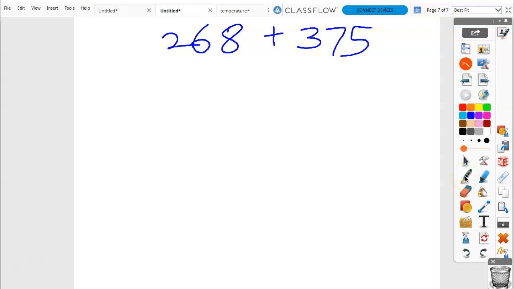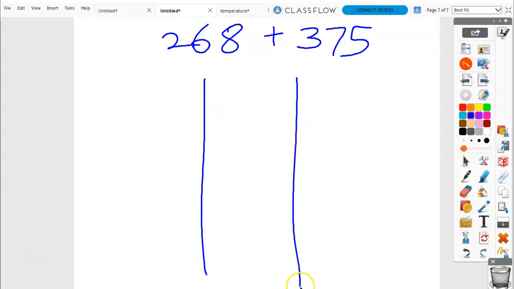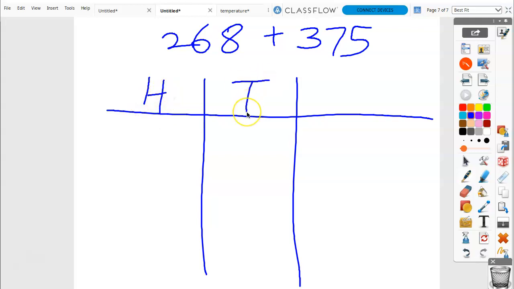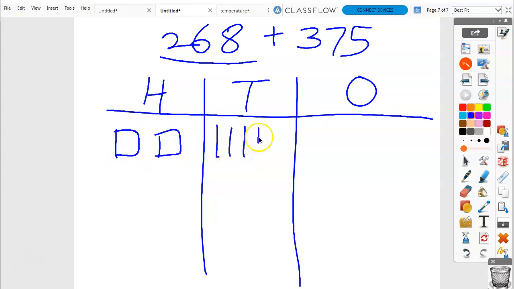First, the most common way our students like to use is called the HTO chart or place value chart. They would draw the HTO chart like this. H stands for 100, T stands for 10, and O stands for ones. So first number is 268. We draw 2 hundreds blocks, 6 tens, and 8 ones. By now in 3rd grade, students should be very familiar with how to draw these base 10 blocks pictures.